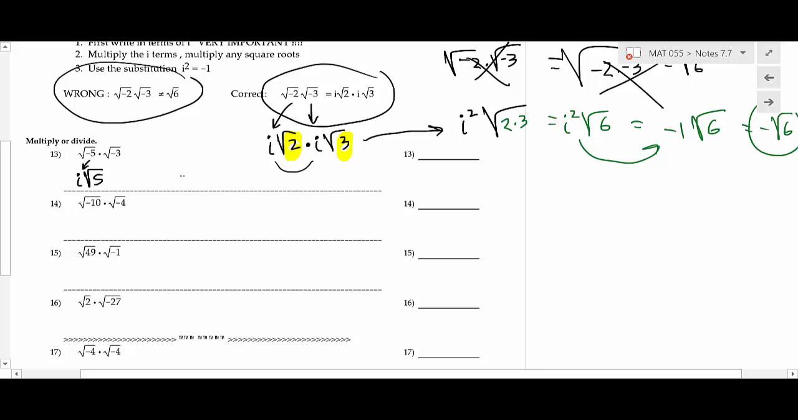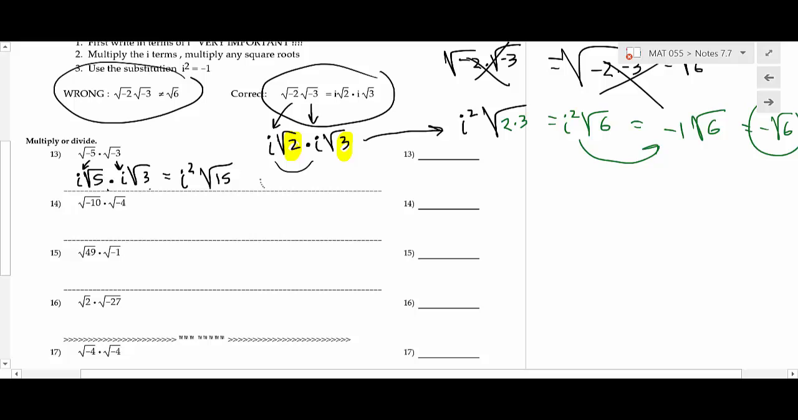There's nothing you can do with square root of 5. Then write the other one as i times square root of 3. Nothing you can do with square root of 3. Okay, what's i times i? i to the second. What's i to the second? -1. Okay. Now you are allowed to put the 5 times 3 together and get 15 because they're positive numbers.